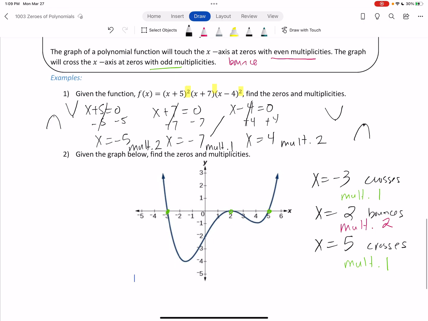So if I'm thinking about what the equation looks like, if x equals negative 3 is a zero, then x plus 3 is a factor. It's going to have an exponent of 1. If x equals 2 is a zero, then x minus 2 is a factor. It's going to have an exponent of 2. And if x equals 5 is a zero, then x minus 5 is a factor, again with a 1. There might be some coefficient here in the front that we could figure out later.